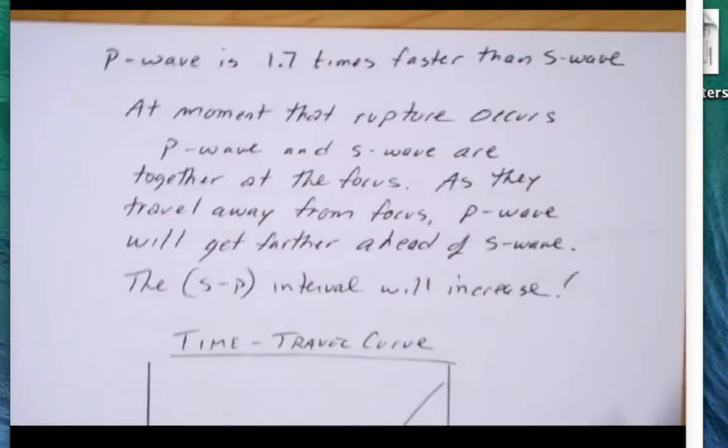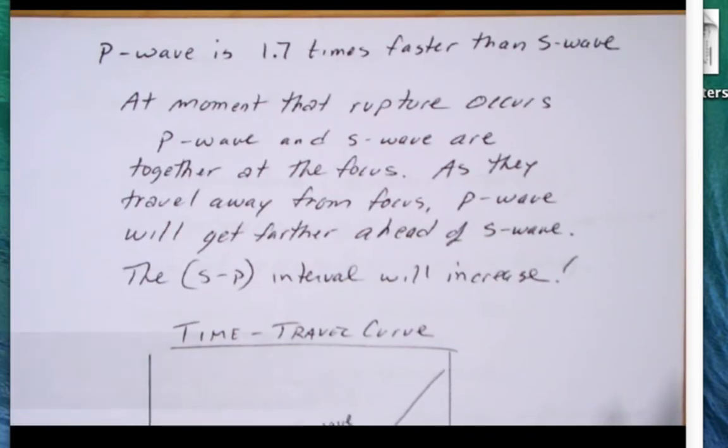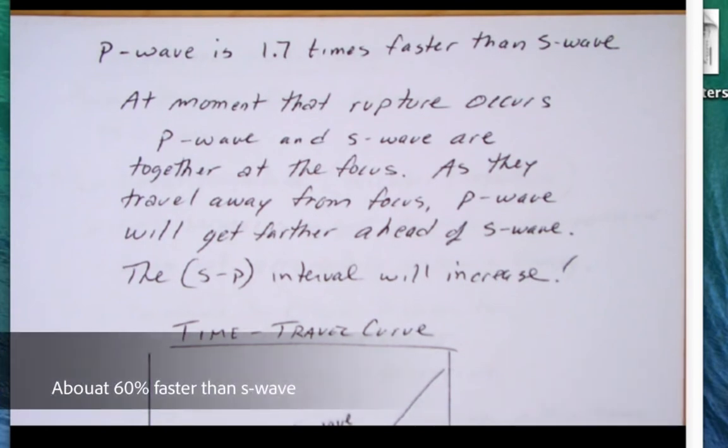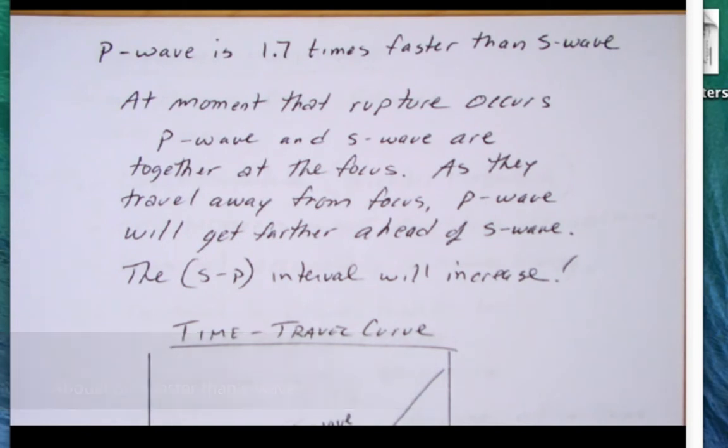Up here in a little bit more detail, the P wave is 1.7 times faster than the S wave. Remember, it's easier for the energy to travel by compression and dilation than it is by the wiggling of a shear wave. At the moment that rupture occurs, both P waves and S waves are together at the focus.